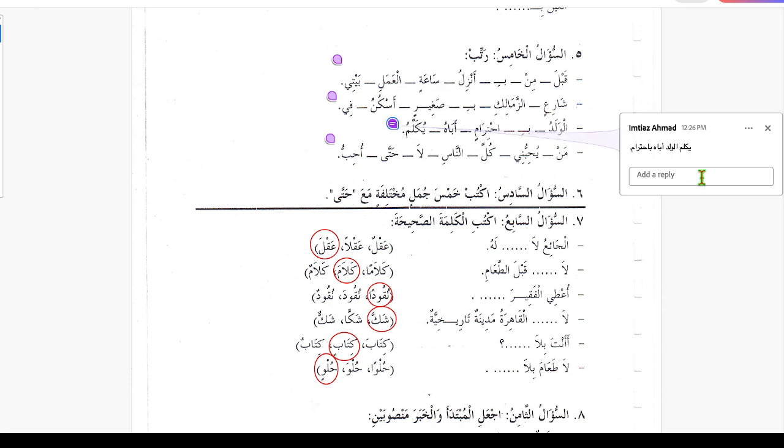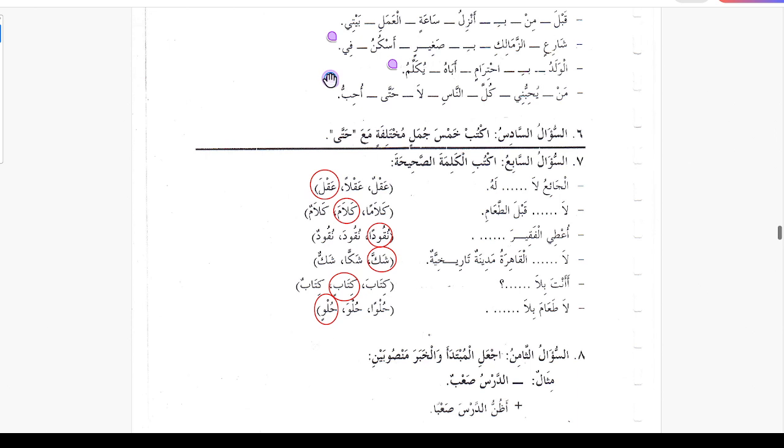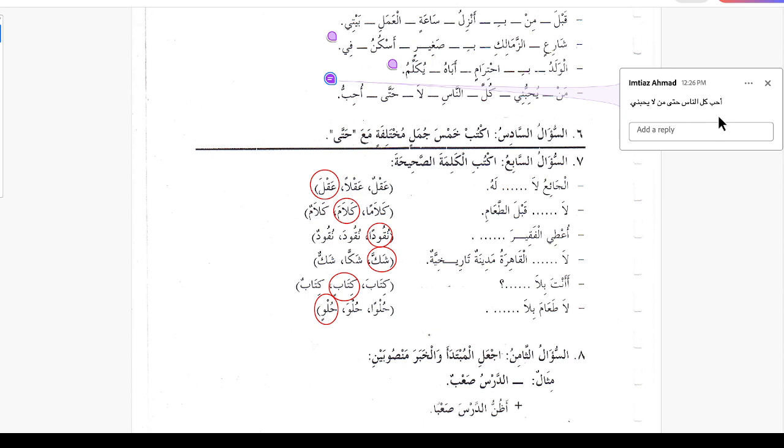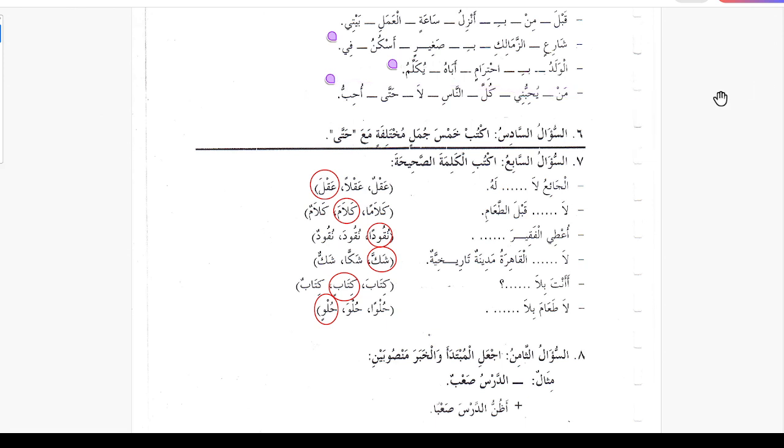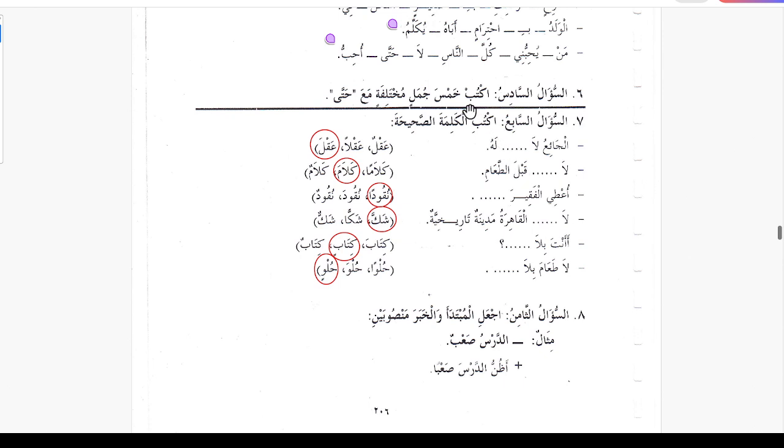Next one is Yukallimu al-waladu abahu bi ihtiramin, the boy speaks to his dad with respect. And the next one is Uhibbu kullan nasi hatta man la yuhibbuni, I love everybody, even the one who does not love me. Question number 6. Uktub khamsa jumlil mukhtalifatin ma hatta. Write 5 different sentences with hatta. I am just skipping this.